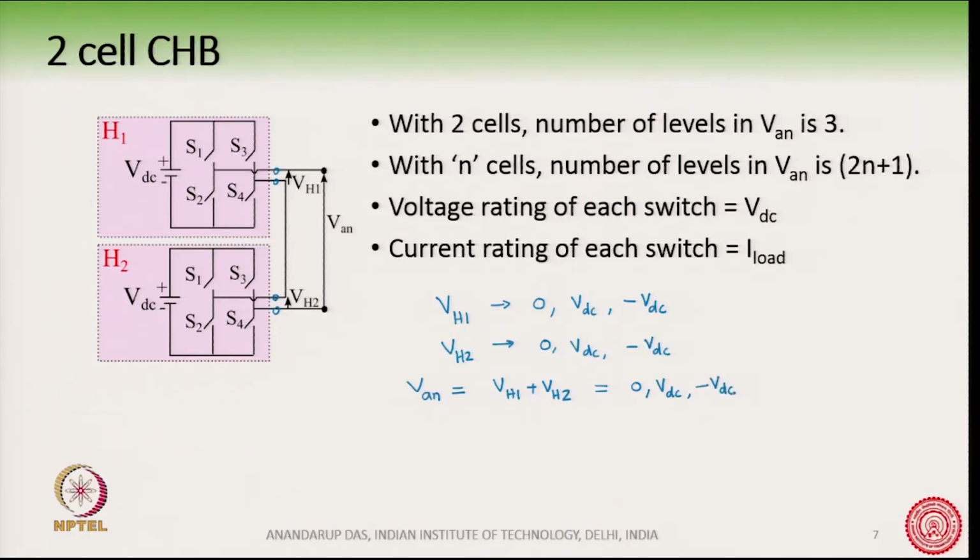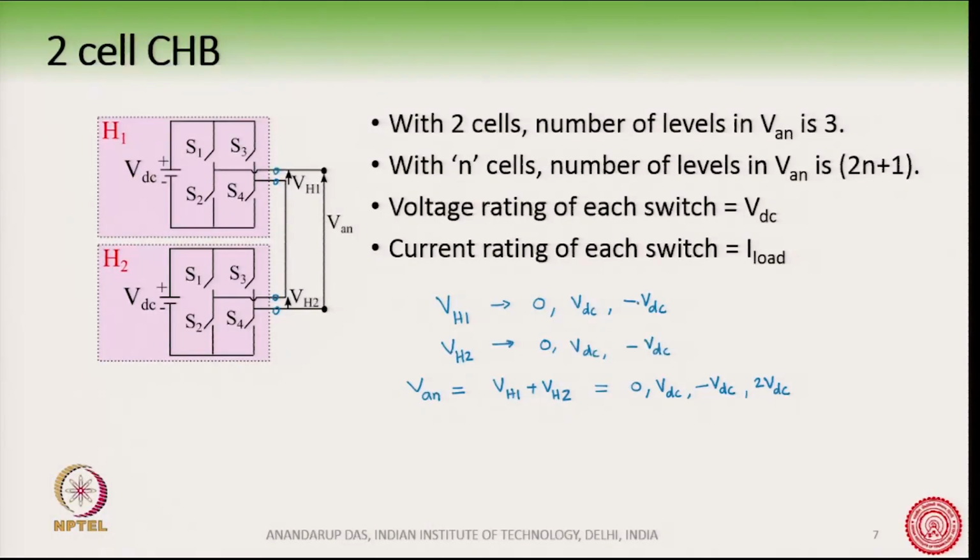Okay. Take now VH1 as VDC. So, VDC and 0, VDC plus 0 is VDC, we have already written this, VDC plus VDC is 2 VDC, and VDC plus minus VDC is 0, which we have already written.